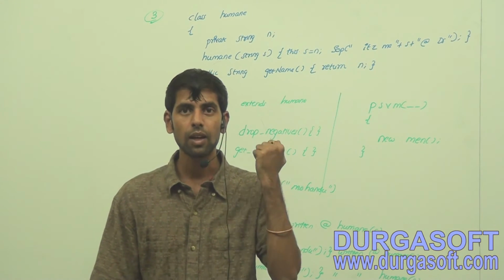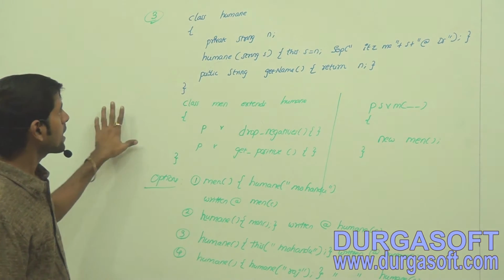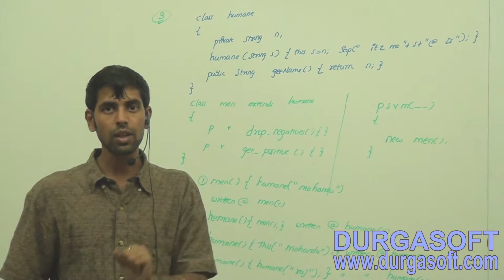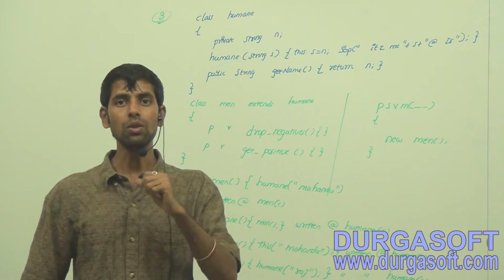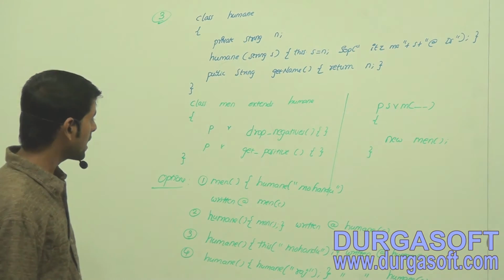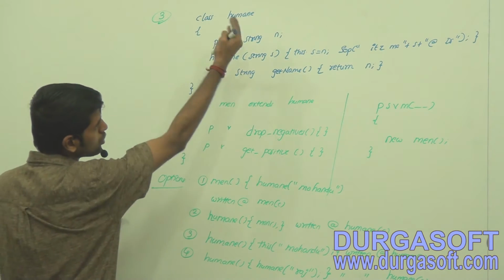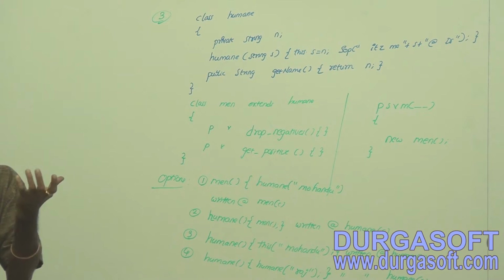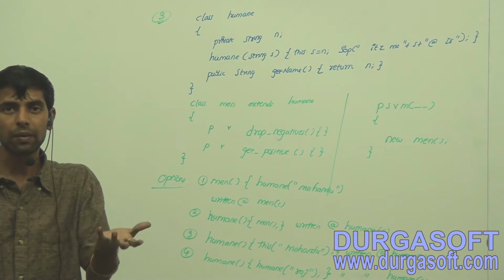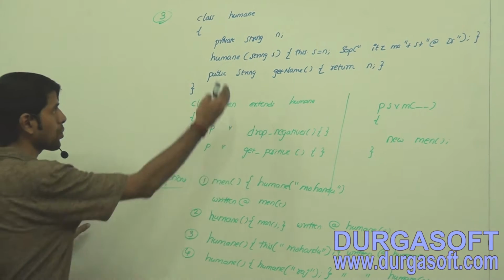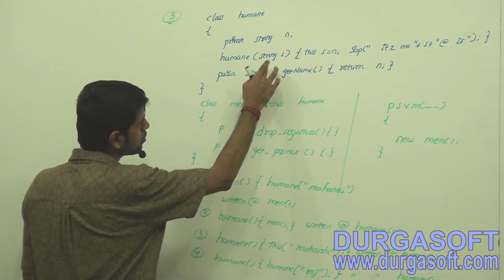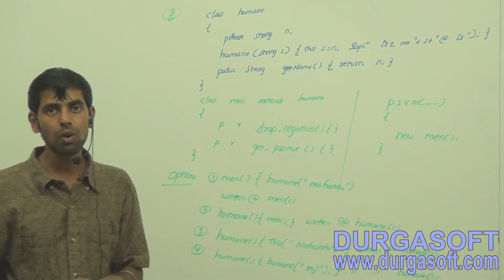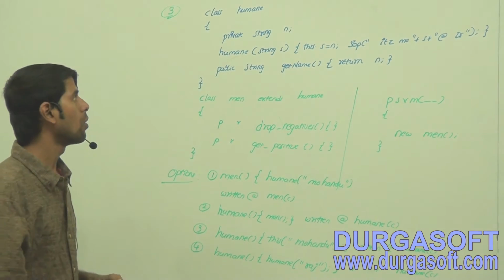Yes, friends. Now let us go and do some analysis for a next OCJP or interview question. The question is like this: there is a class Human which has one data member with the access modifier private, and its type is String. It has a parameterized constructor with an argument of type String.